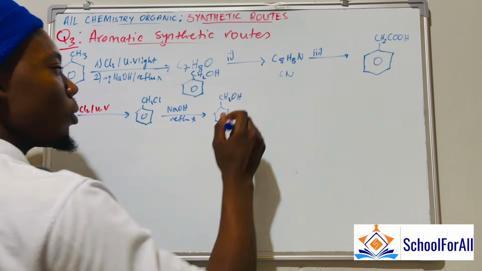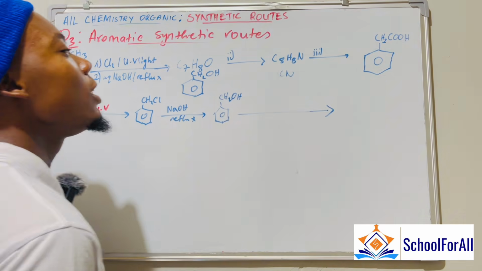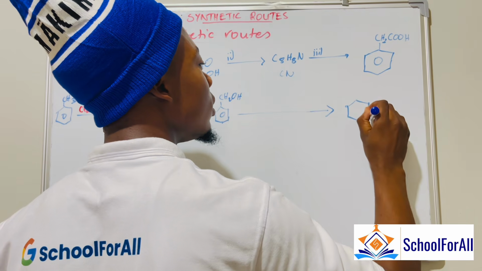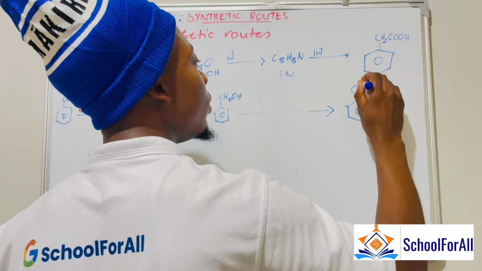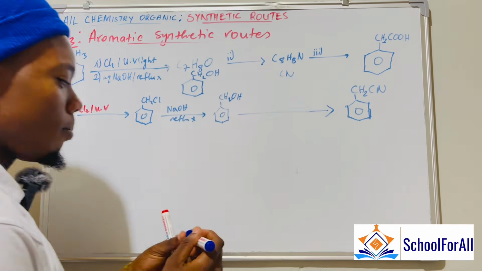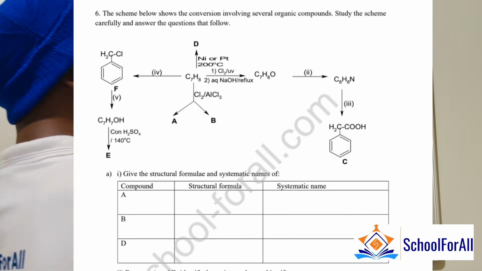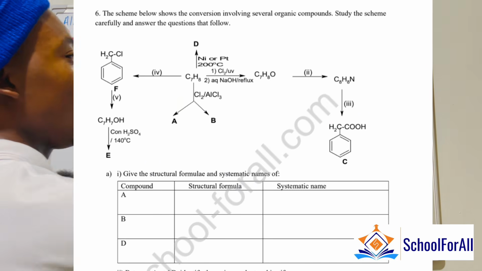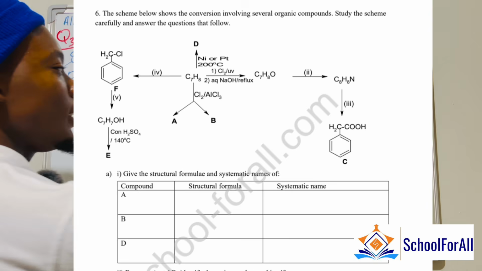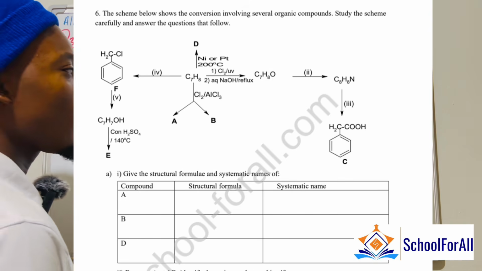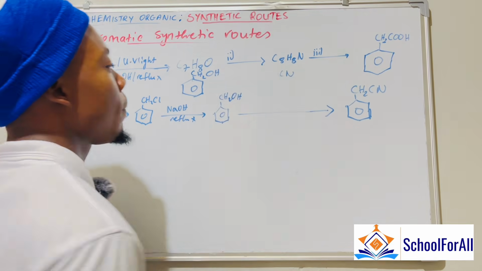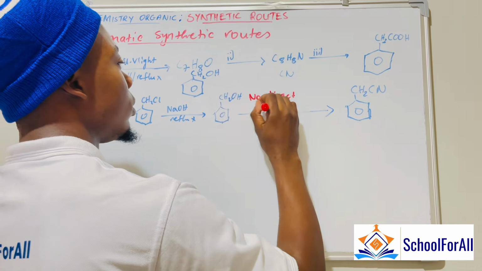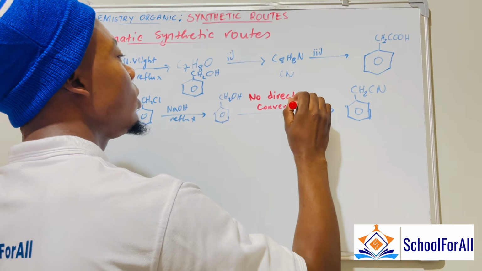So, it means that here we are actually converting from this alcohol to what? Into this compound, which is phenylethanenitrile. So as we are having this compound, are we together? Now, how can I convert from here to here? So the first thing you need to know is that there is no direct conversion.